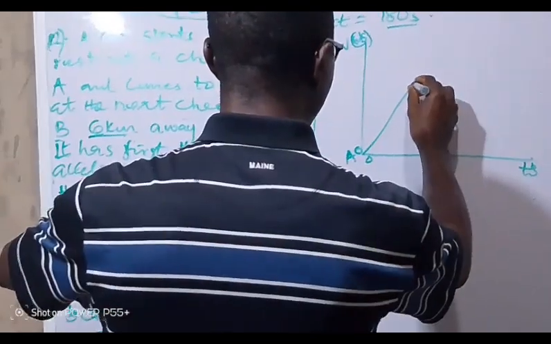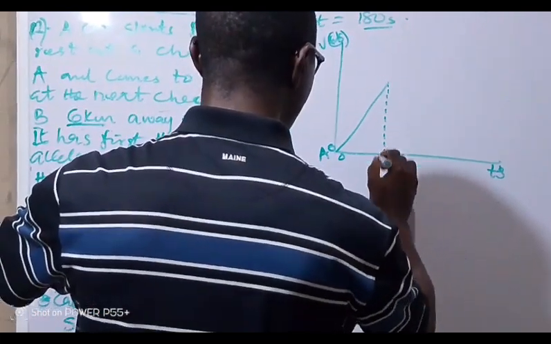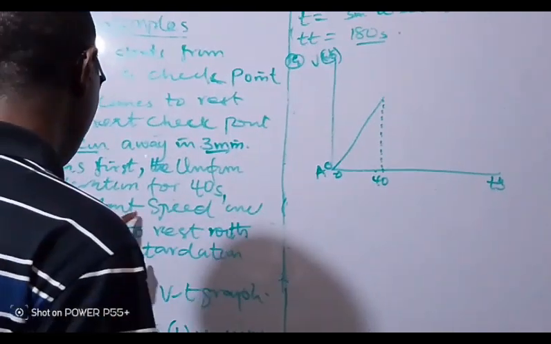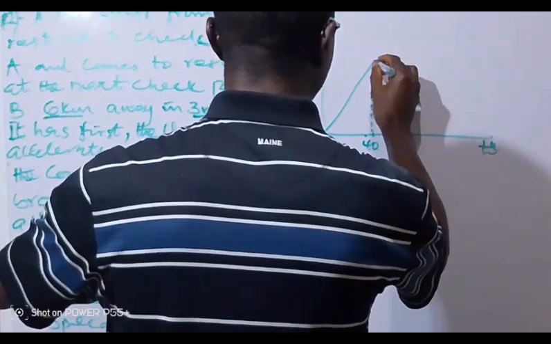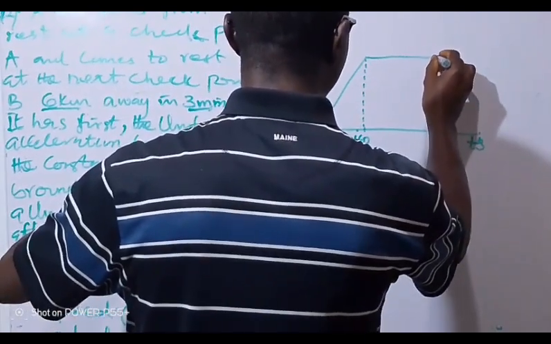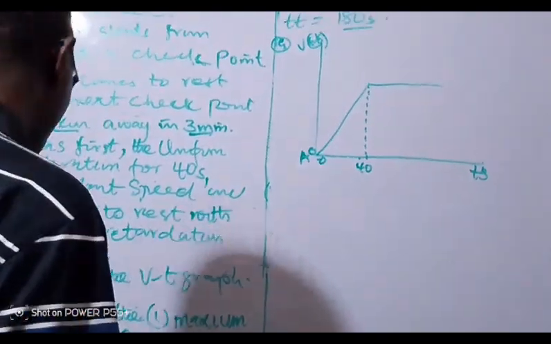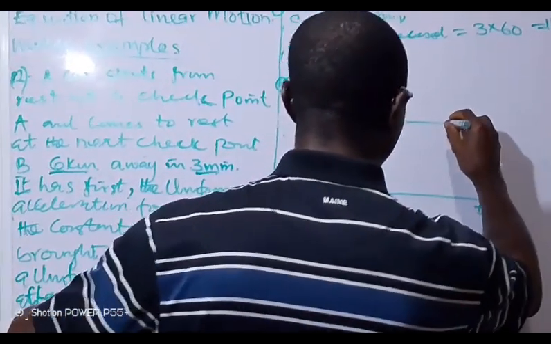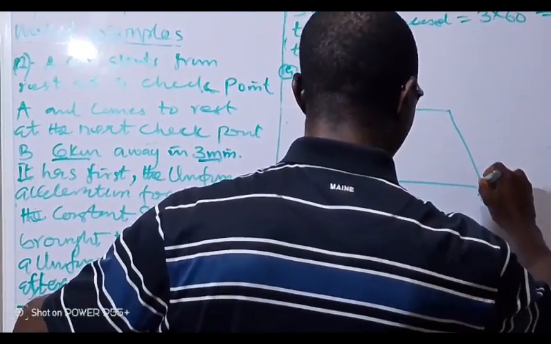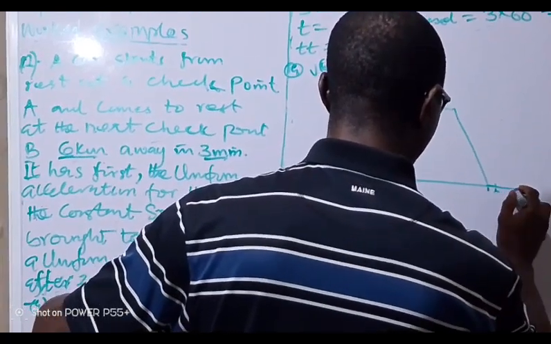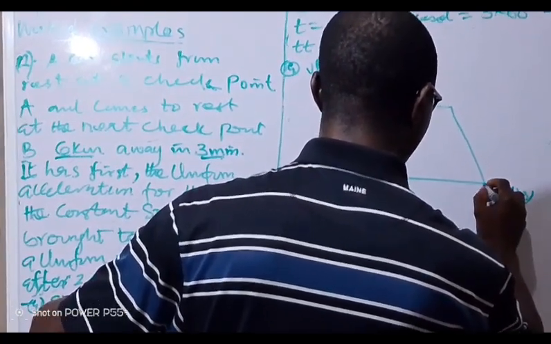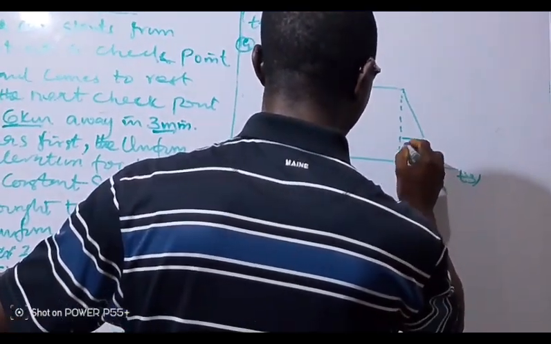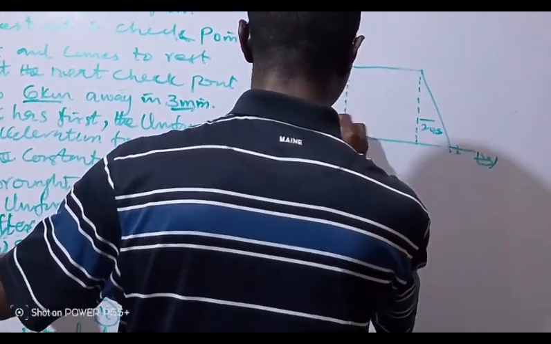So for 40 seconds, this is 40 seconds, from here to here, it then moves at a constant speed, but we don't know the time spent, and comes to rest and retards the next 20 seconds. So this is time in seconds. So time for retardation from here to here is 20 seconds. From here to here is 40 seconds.